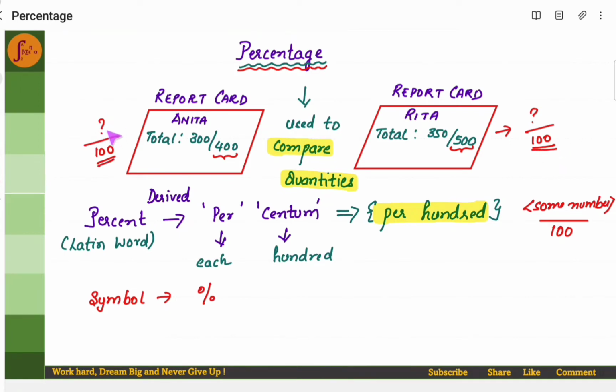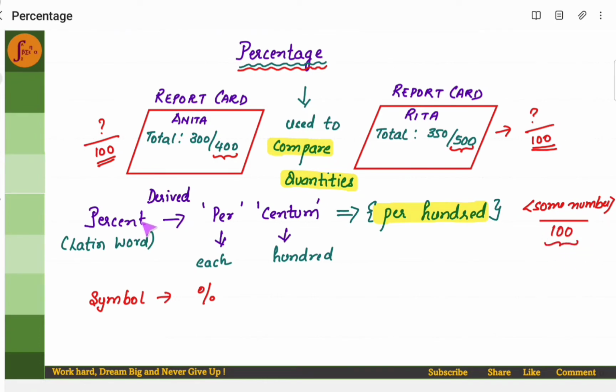Now, how do we find this number? That is where percentage comes into use. A percentage is a method where you define a common measure, which is 100, to compare different kinds of quantities. Here it is marks. It can be height, weight, population, or number of people. All of these measurements or comparisons, if we have to do them, we should have a common measure. And that's where 100 is used as a common number.